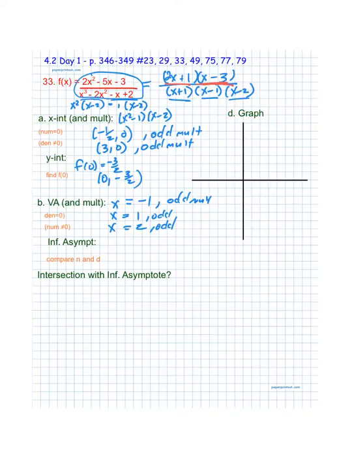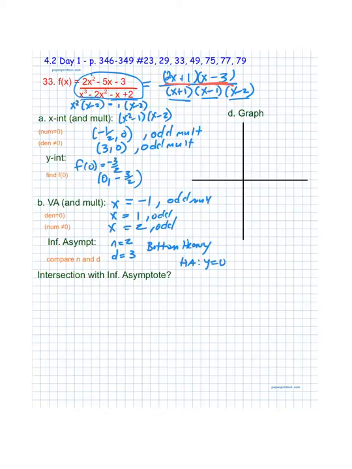Horizontal asymptote, we're going to look at the degree of the numerator and the denominator. Here, the degree of the numerator is 2. The degree of the denominator is 3. This is bottom heavy, which means we have a horizontal asymptote at y equals 0.